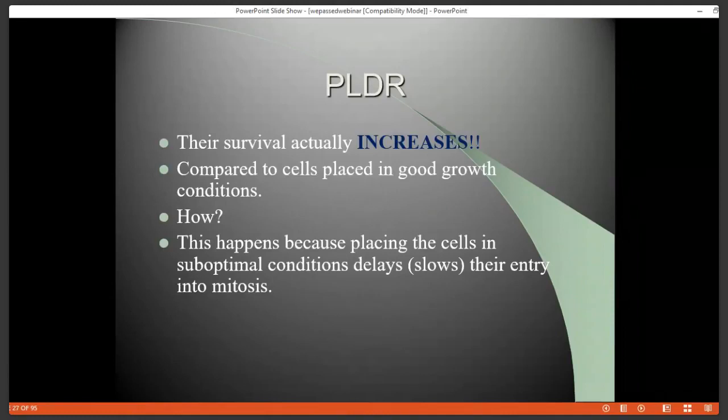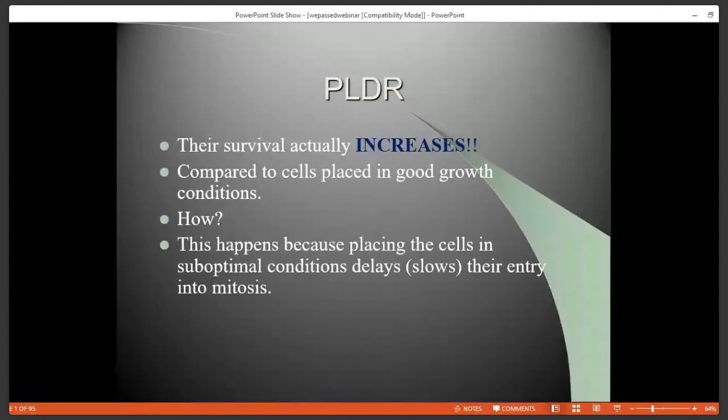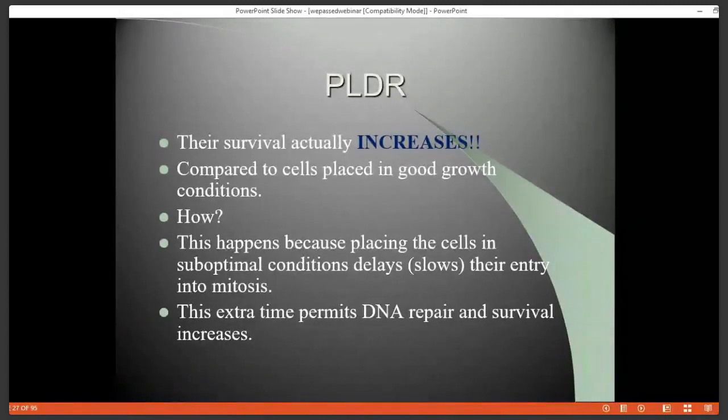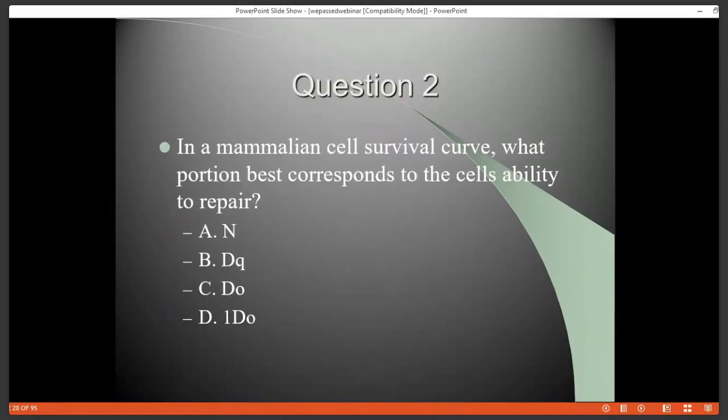So sublethal damage is related to the dose, split up into smaller equal fractions, and potentially lethal damage repair is related to the actual conditions the cell is in after radiation exposure. Right? Again, this permits extra time for DNA repair.